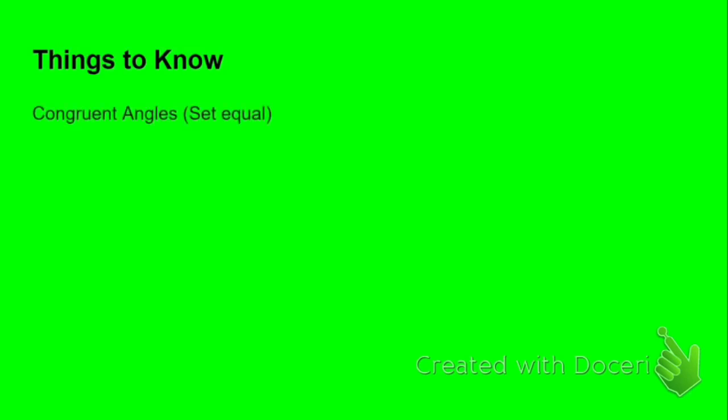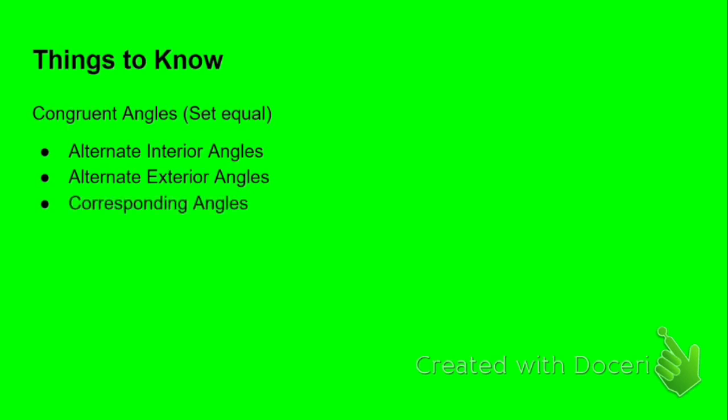The first thing is dealing with congruent angles. Congruent angles are angles that we're going to be setting equal to each other. To identify whether we have a congruent angle or not, we look for alternate interior, alternate exterior, corresponding angles, and vertical angles. If we can classify it as one of these four, then it's automatically going to be a congruent angle, and we can set the equations equal to each other.